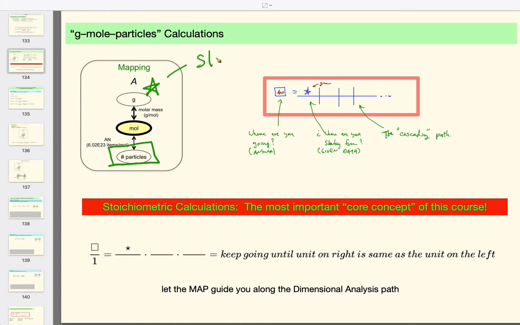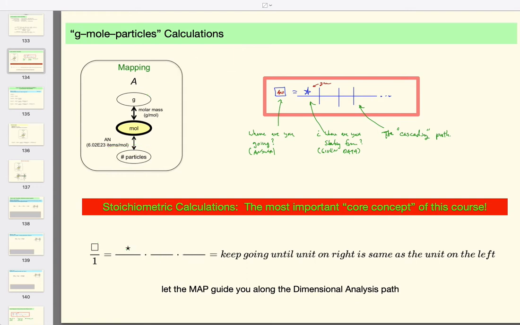Start, S-T-A-R-T. Yes, that's where I'm going to start. So I draw a star there. And then I have a box. Now I'm going to set my dimensional analysis up. Box equals star, and then I do the dimensional analysis. So in this case, I would put how many particles do I get, starting with, I don't know, X grams, however many it said we needed to start with. And then I would just do my dimensional analysis.